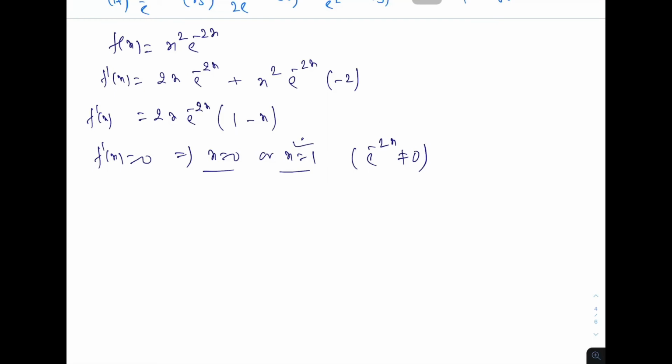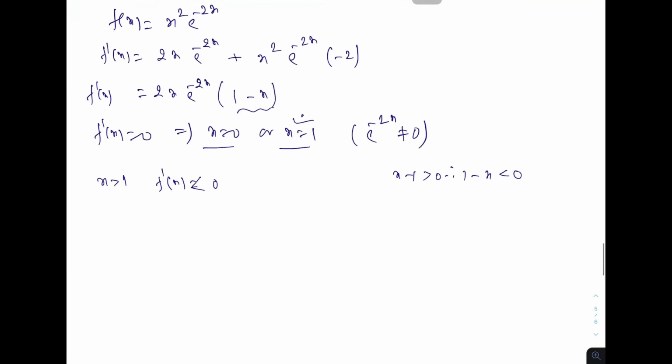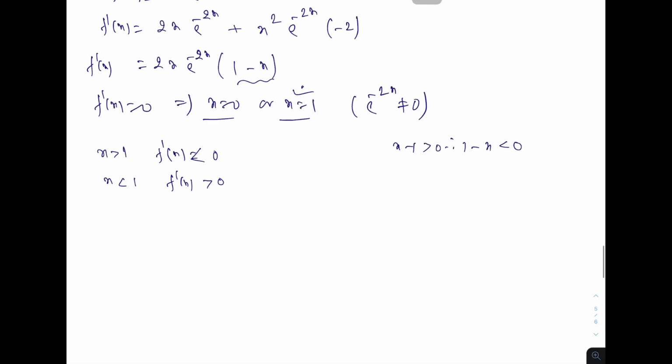So let us first try for x equal to 1. So let us take when x is slightly greater than 1. So at that x is greater than 1. So x minus 1 greater than 0, and 1 minus x less than 0. So this is less than 0. These all are positive because x is greater than 1. So f dash x less than 0. And for x less than 1, f dash x greater than 0.